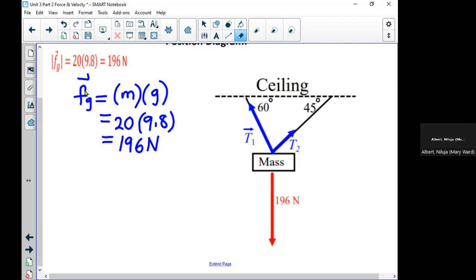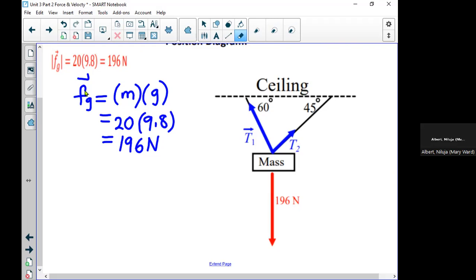Okay, so we have that. I'm not going to get rid of the position diagram. Since the mass is stationary and the object is not falling or moving in midair, this set of vectors is in equilibrium. So what does that mean? That if we add all these vectors up, we are going to get the zero vector. We're going to get an equilibrium vector that is equal in magnitude but pointing in the opposite direction.